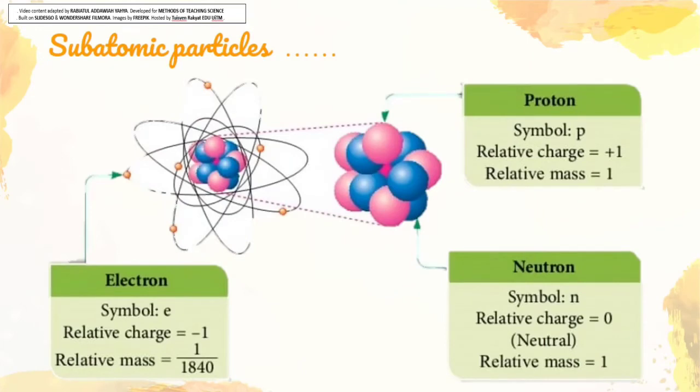The figures show the subatomic particles found in an atom, which is made up of proton, neutron, and electrons. So, do you see any similarities or differences in these three types of subatomic particles?